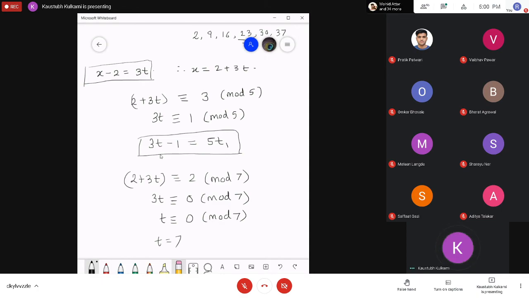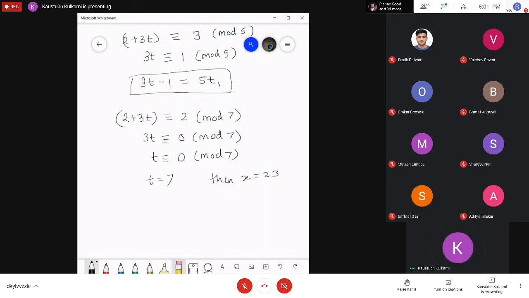This wasn't of any use over here. Okay, this was not required. I just wanted to find x. So in this case, if t is 7, then x is 23 from this equation. So this is one way.